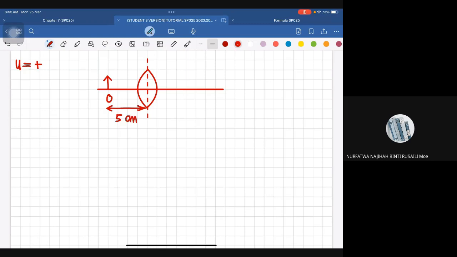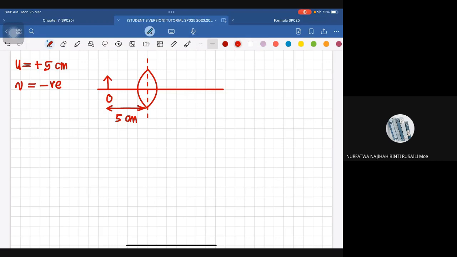Boleh fahamkan macam mana saya boleh letak positif? Okay ya, tapi actually kalau bukan in combination, objek ni kamu wajib letak positif. So kamu letak je lah positif 5 cm. Lepas tu apa lagi kita tahu? Dia bagi tahu image is virtual. So the image should be negative. So kalau kamu dapat positif, jawapan kamu salah. Sebab the question sudah mention image tu mesti virtual. So virtual mesti negatif lah.